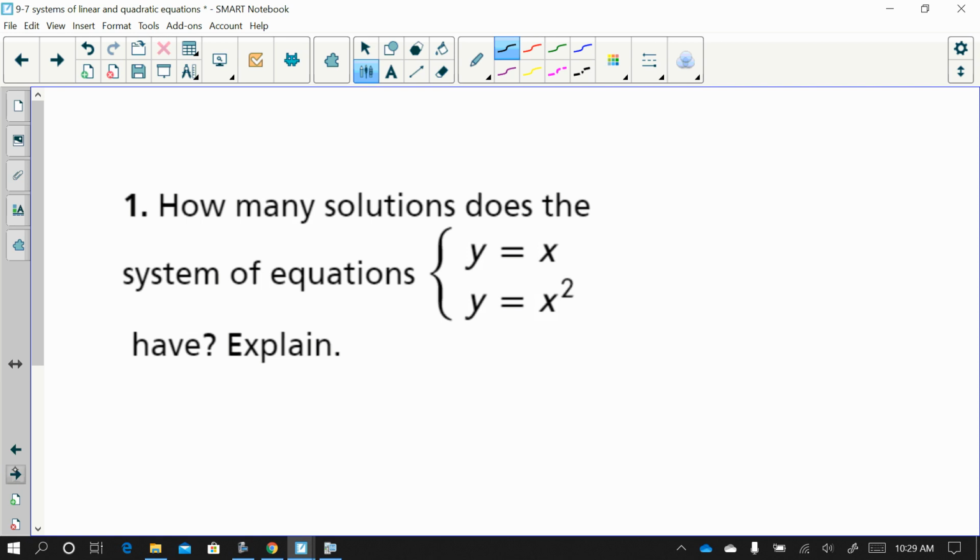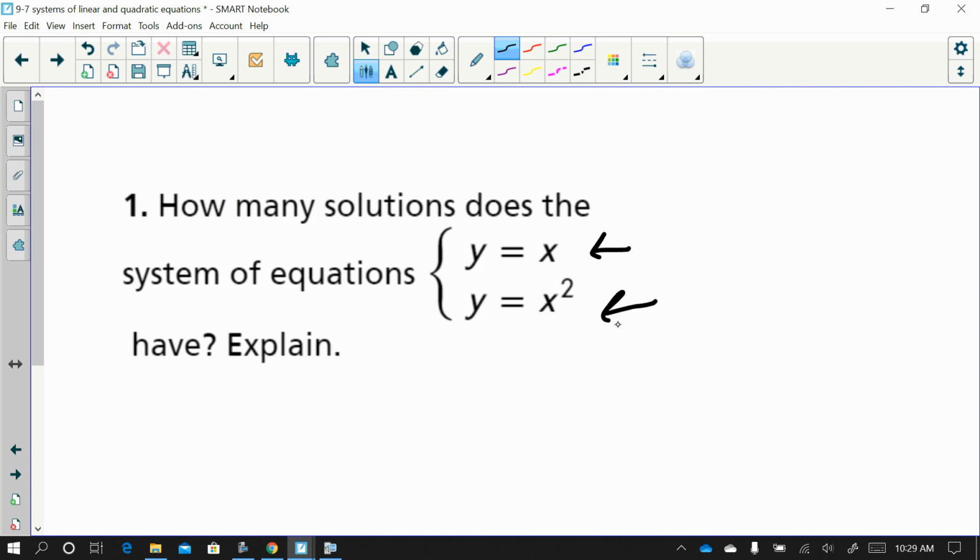So let's look at an example. How many solutions does the system of equations y equals x and y equals x squared have? So I'm looking at this problem, and right here, this tells me that whatever point I pick has to be the same number. So x has to be the same thing as y. This tells me that y has to be the same thing as x squared. So when I square this number, I still get the same number.